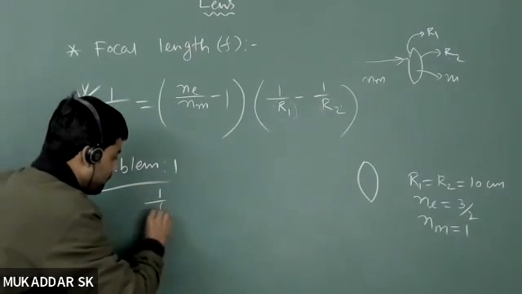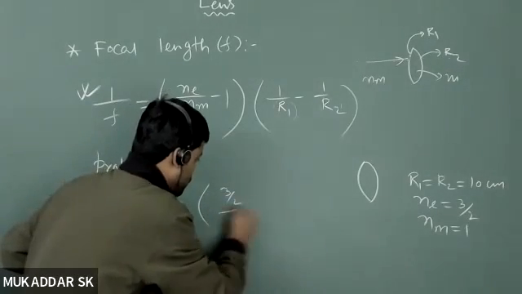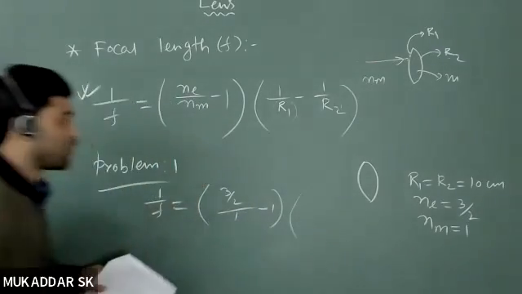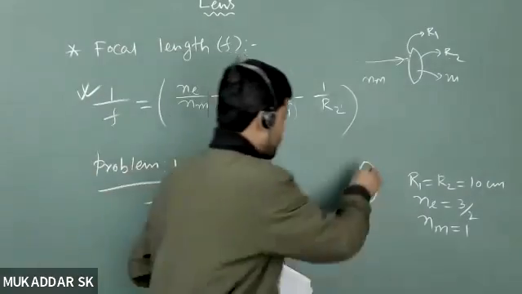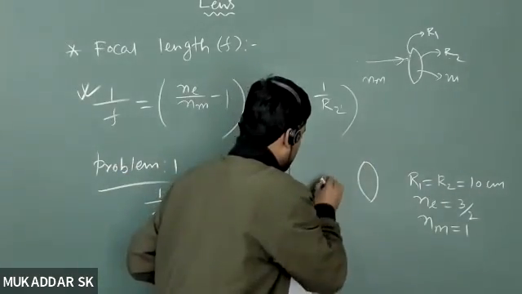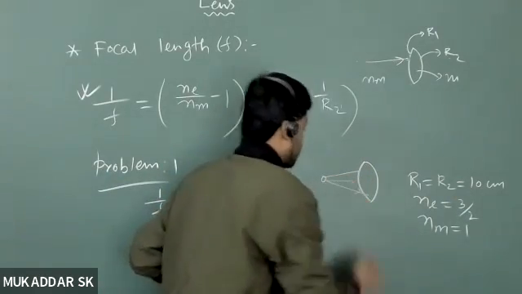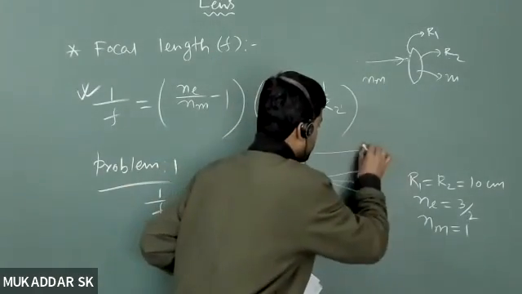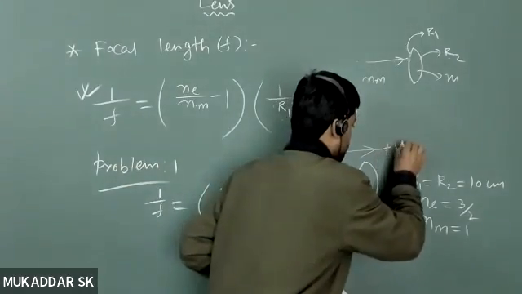So I can write 1 by f equals refractive index of lens, that is given 3/2, divided by refractive index of medium, that is 1, minus 1, into 1 by R1 minus 1 by R2. Now you have 1 by R1, right? So the radius of curvature of this surface is given R1. Suppose this is your point object, and the ray is coming like this. So basically this is the incident direction, and this direction is positive.